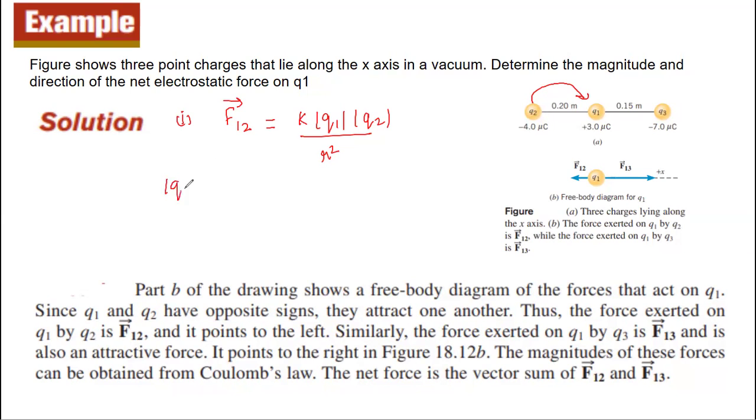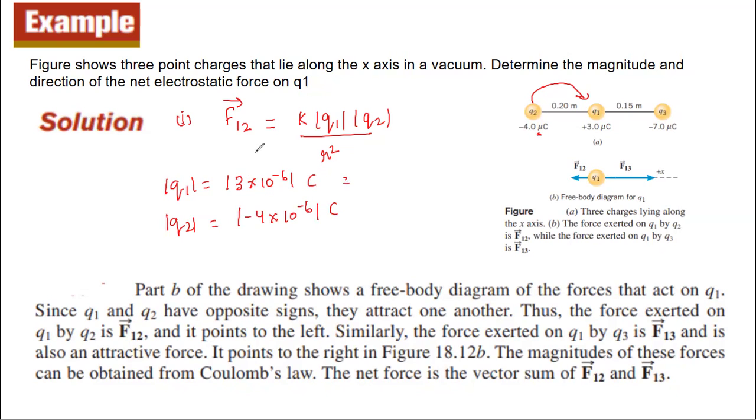Do I know the magnitude of Q1? Yes, it is 3 microcoulomb. Micro means 3 into 10 to the power minus 6 coulomb. And do I know the magnitude of Q2? It is minus 4 microcoulomb. This symbol is called micro, which means 10 to the power minus 6.